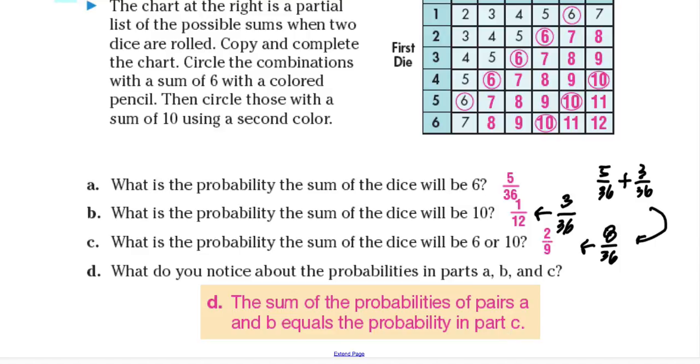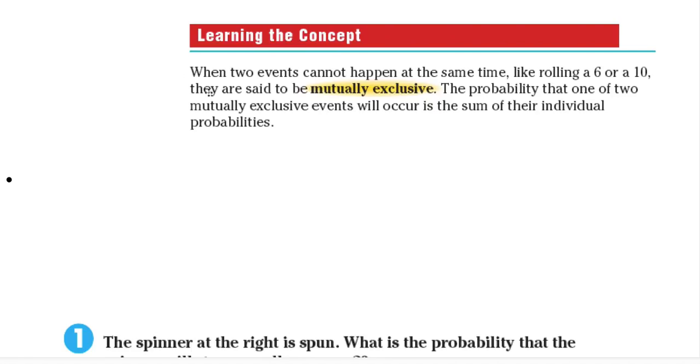And this is where we start off with our lesson. When two events cannot happen at the same time, like rolling a 6 or a 10, they are said to be mutually exclusive. The probability that two mutually exclusive events will occur is the sum of their individual probabilities. Again, let me repeat that. When you say mutually exclusive, they cannot happen at the same time.